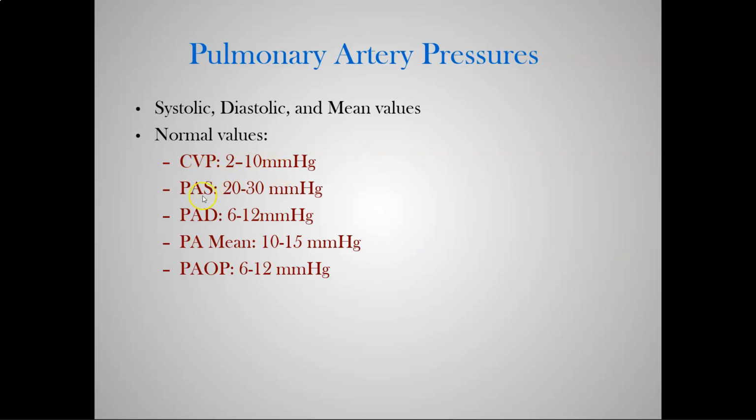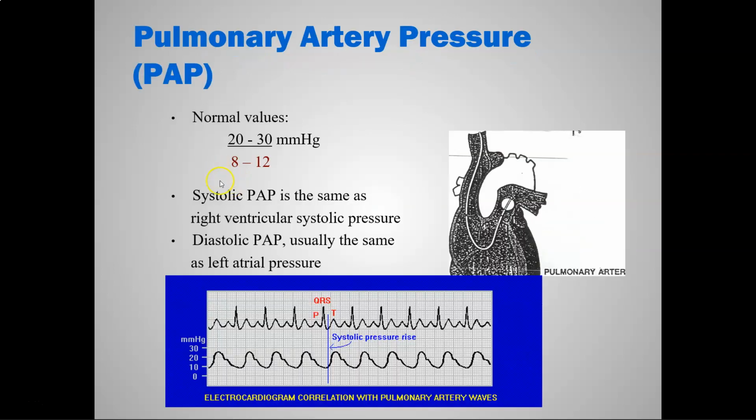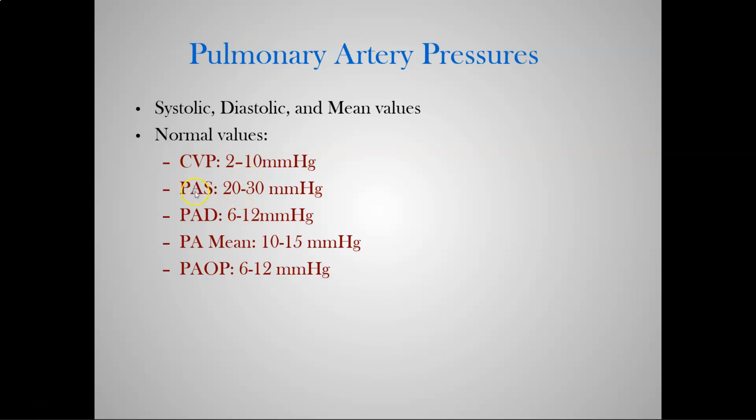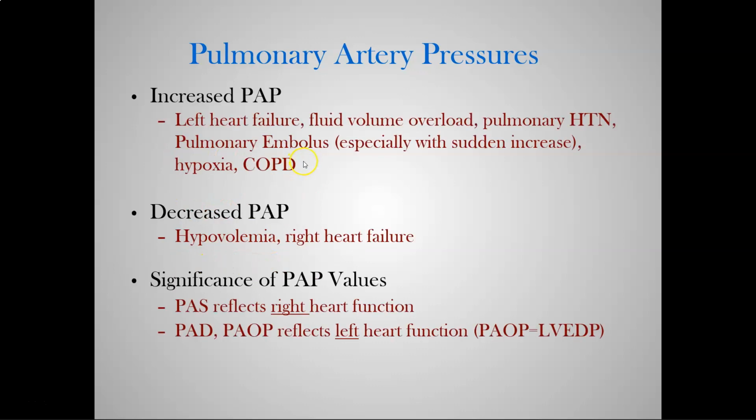You must know these ranges. Straight up. Pulmonary artery systolic and diastolic, you must know 20 to 30 or 8 to 10 or 12. Okay, I don't care. It's back here on the slide if you need to refresh. Same things. Pulmonary artery systolic, pulmonary artery diastolic, pulmonary artery mean, just know 10 to 15. Pulmonary artery occlusion pressure, 6 to 12 is normal. And that's that wedge. This is the wedge.